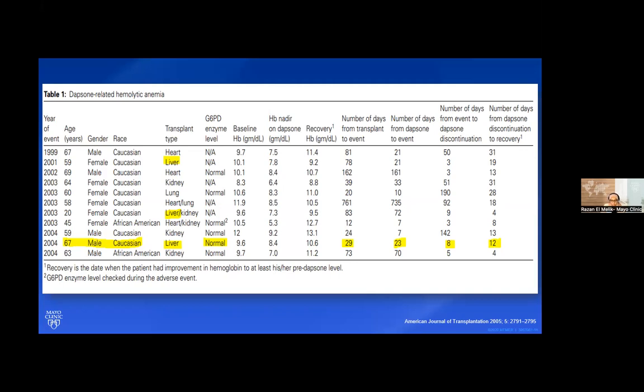Something that might come to your mind is, when you give Dapsone to a patient and they end up with acute hemolytic anemia as a side effect, what is the treatment for that? Really, the answer is not much besides discontinuing the medication and watching the patient until the symptoms resolve. Here you can see that when they started the medication, the patient was relatively anemic at baseline, and was 29 days out from transplant. They did have an event, and the time from Dapsone discontinuation to recovery was almost 2 weeks.